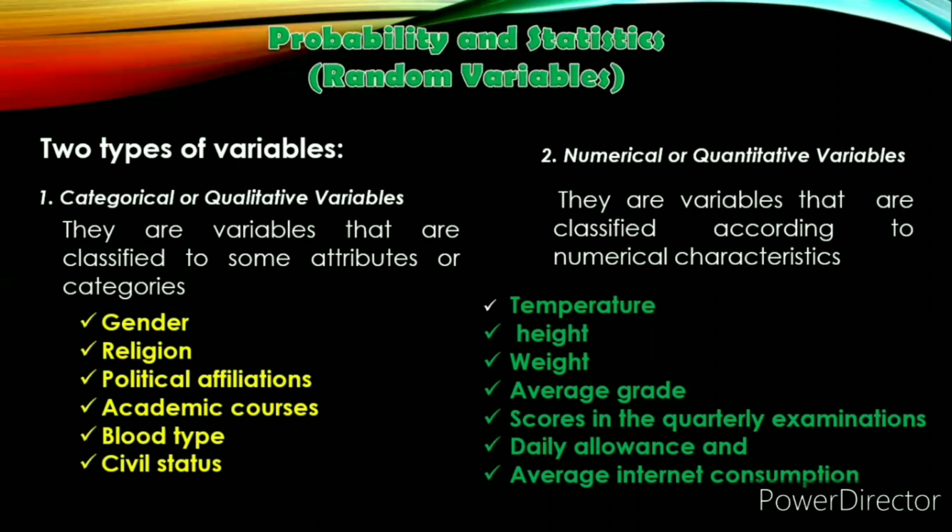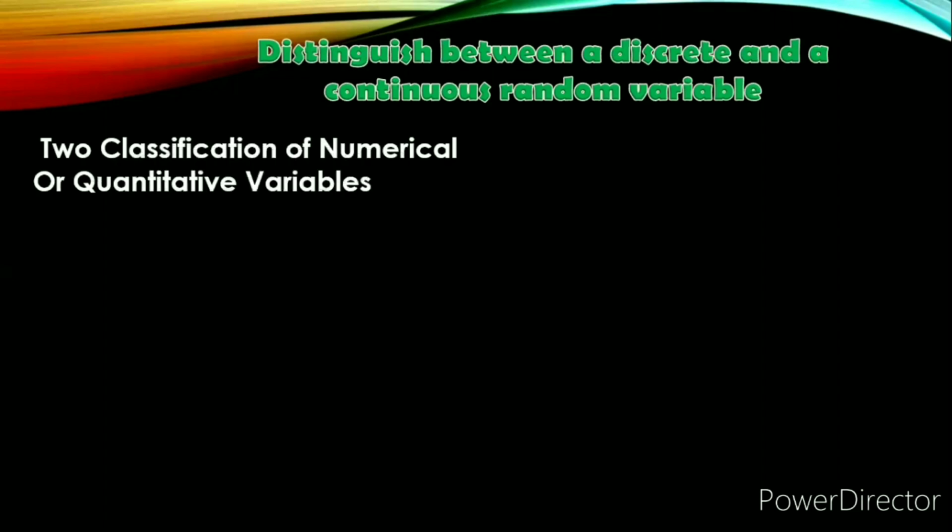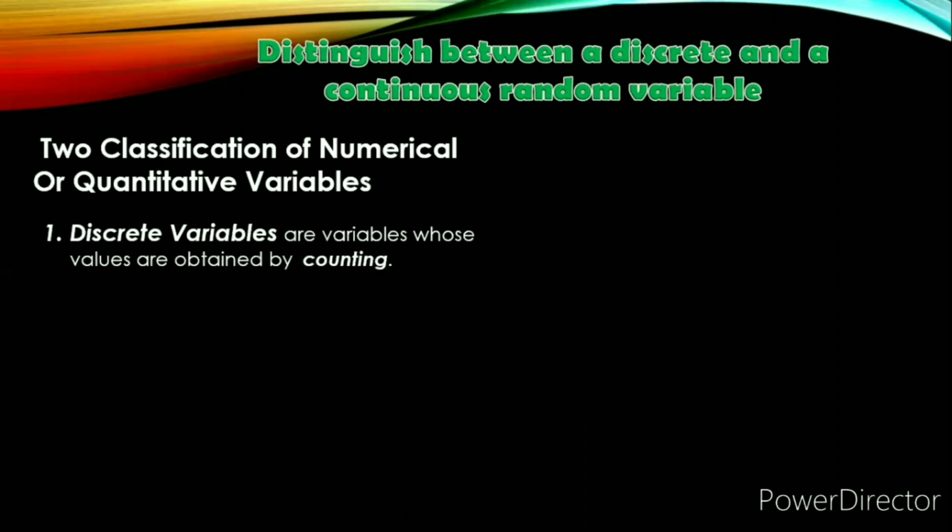Okay, again, we have two types of variables, the categorical or qualitative variables, and the numerical or quantitative variables. Numerical or quantitative variables are also classified into two. We have here discrete variables. What are discrete variables? Discrete variables are the variables whose values are obtained by counting.